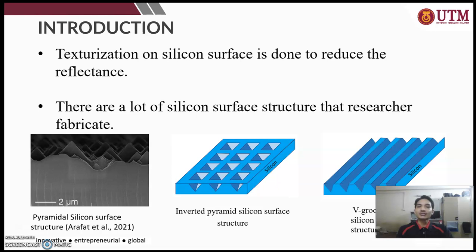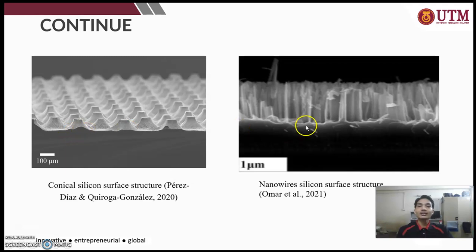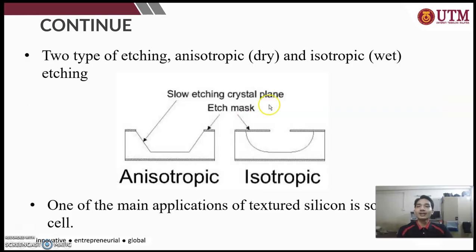Texturization technique on silicon surface is done to reduce the reflectance of the silicon surface. There are a lot of silicon surface structures that researchers have fabricated, such as pyramidal structure, inverted pyramid structure, V-groove channel structure, conical structure, and nanowire structure. All these structures have low reflectance compared to flat silicon surface. And there are two types of etching: anisotropic or dry etching, and isotropic or wet etching.